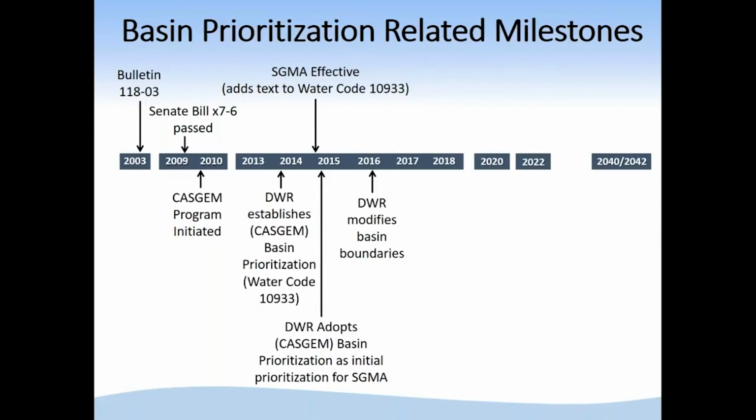DWR also modified basin boundaries under basin boundary emergency regulations. Those boundaries were finalized in the fall 2016 timeframe, and we incorporated numerous statewide, jurisdictional, and scientific modifications at that time. DWR then completed and published an interim update of Bulletin 118-16, which provides, again, those documented and defined basin boundaries.